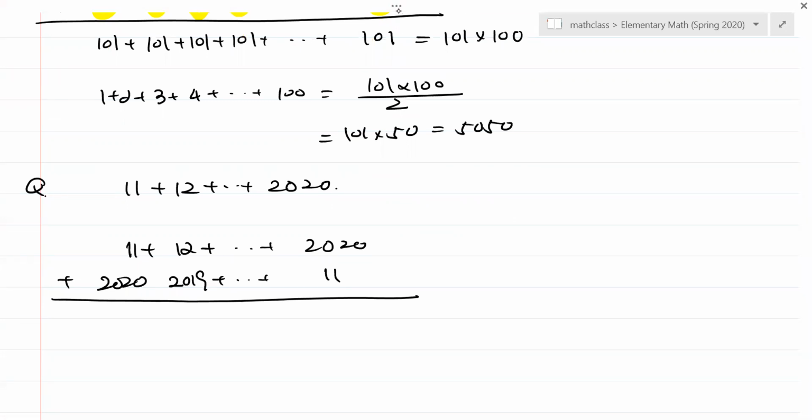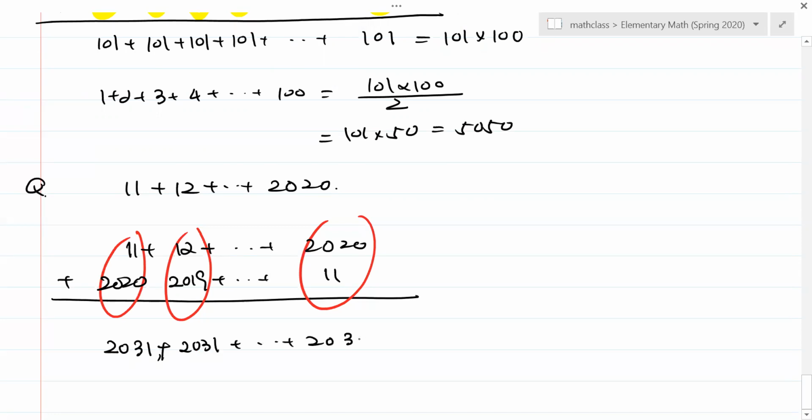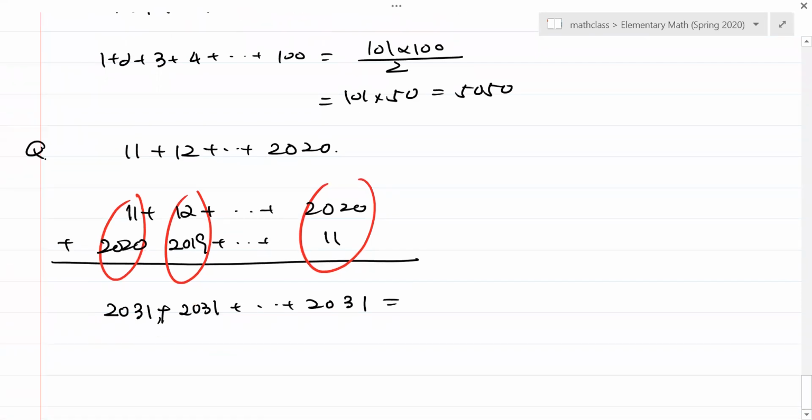So when you double it, let's look, each time you will get the same sum. It's going to be 2031, 2031, 2031. Now the question is how many terms there are? 2031 times the number of the terms. Now you have to find out the number of the terms. You begin with 11, increase by 1. So 2020 minus 10, 2010. Okay, that's the answer, right? So the original sum, you have to divide by 2 because you doubled it. So 2031 times 2010 divided by 2.